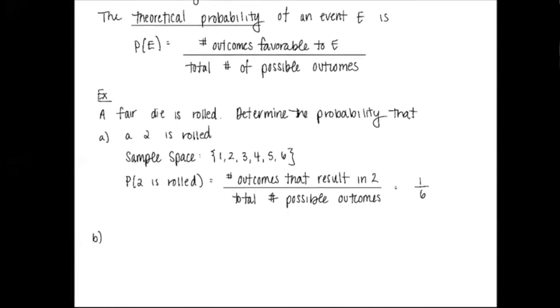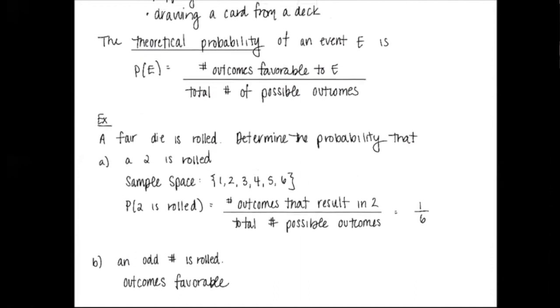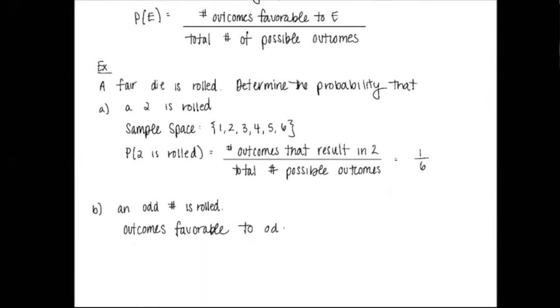What about the probability an odd number is rolled? 3 over 6. You got it. So our outcomes favorable to odd numbers, the events that make us successful, are we get a 1, 3, or 5. We roll a 2, 4, 6, that's not an odd number. So our probability of an odd number is 3 out of 6, or a 1/2 chance.